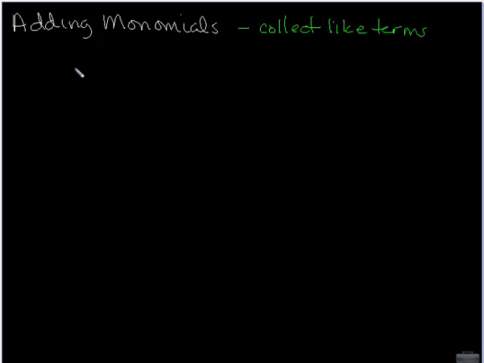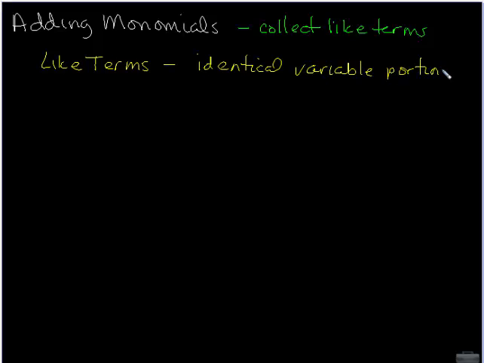When we add monomials, this is the operation or the process of collecting like terms. Like terms have identical variable portions. So the letter and the exponent both have to match. So if we add monomials together, we look for the like terms and we add the coefficients.